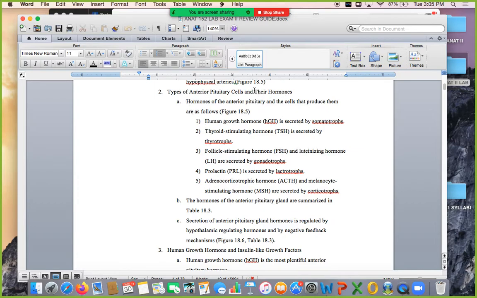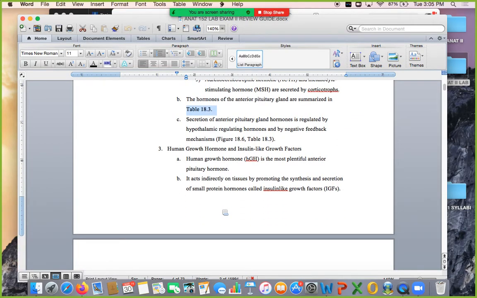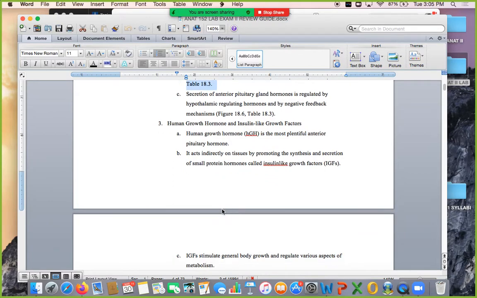Mainly, we talked about the types of hormones that they are going to produce, namely HGH, TSH, FSH, prolactin, and ACTH. We also talked about what they do, so if you want to go and refresh yourself on that, that's going to be table 18.3 in your text, but I'm not going to go through those right now because we have a 70-page document.